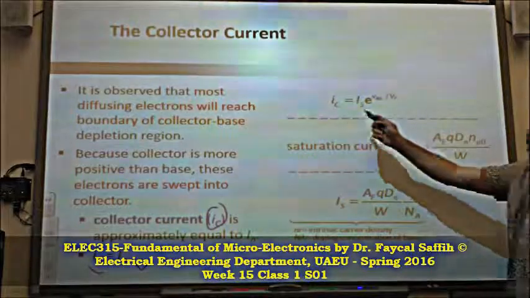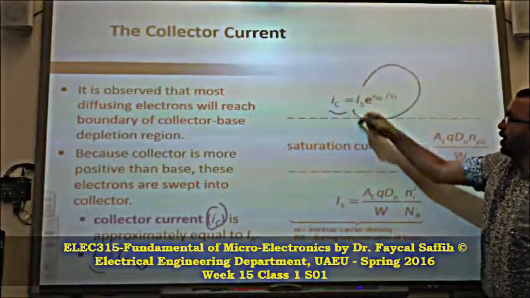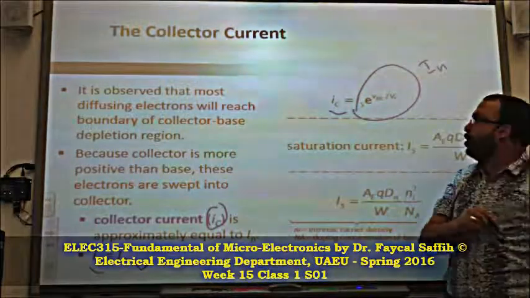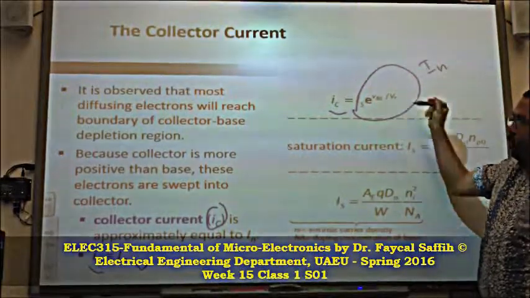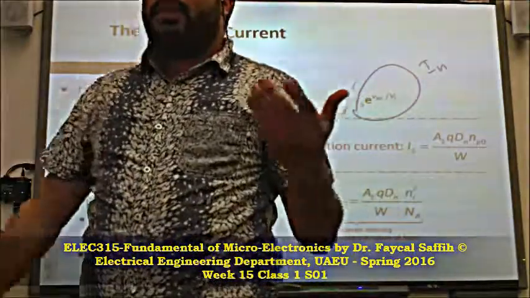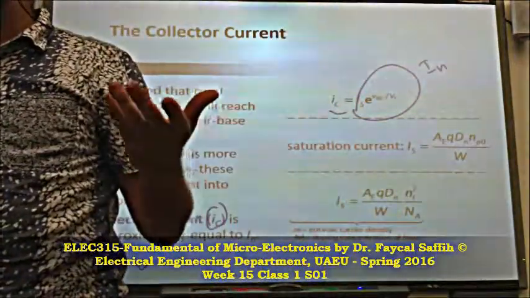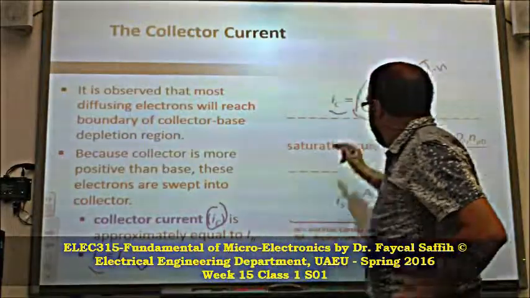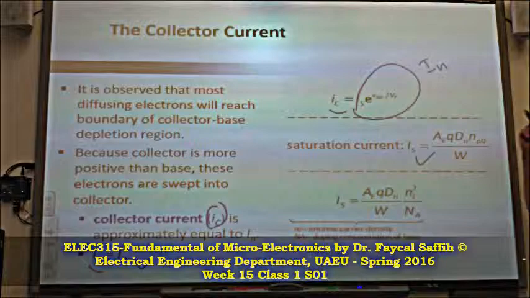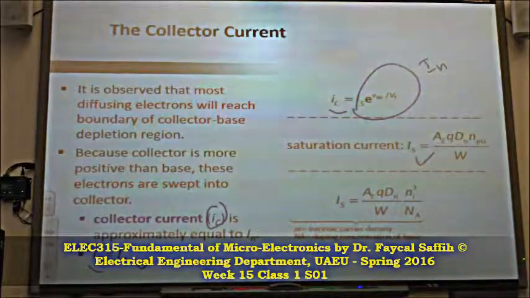Okay? So now the collector current is the same as the IN that we just calculated. Yes or no? IS VP over VT. This is the current from the emitter to the base. Bingo. That's it. So that's what it is, and this is the IS. We studied that, so it's not really something new.